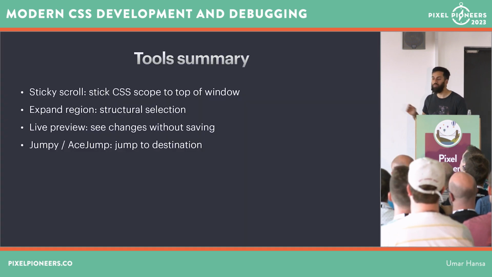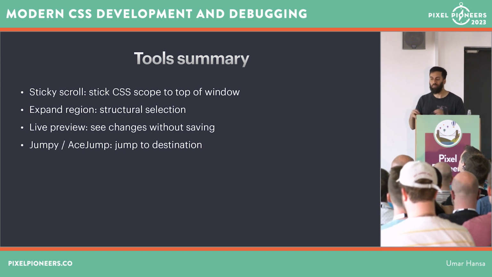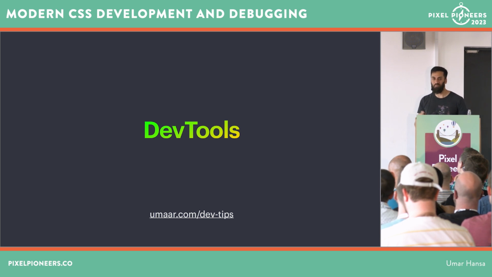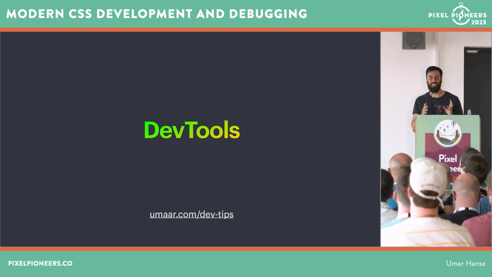And yeah, very quick summary of what we just saw. We saw sticky scroll, the ability to stick the current scope to the viewport. We saw expand region, which is structural selection, a live preview, and Jumpy, so jumping to different destinations in your code. Let's talk about Devtools. I could do a whole workshop on Devtools. I have, in fact. I could do an entire talk on Devtools. There's so much goodness in there.